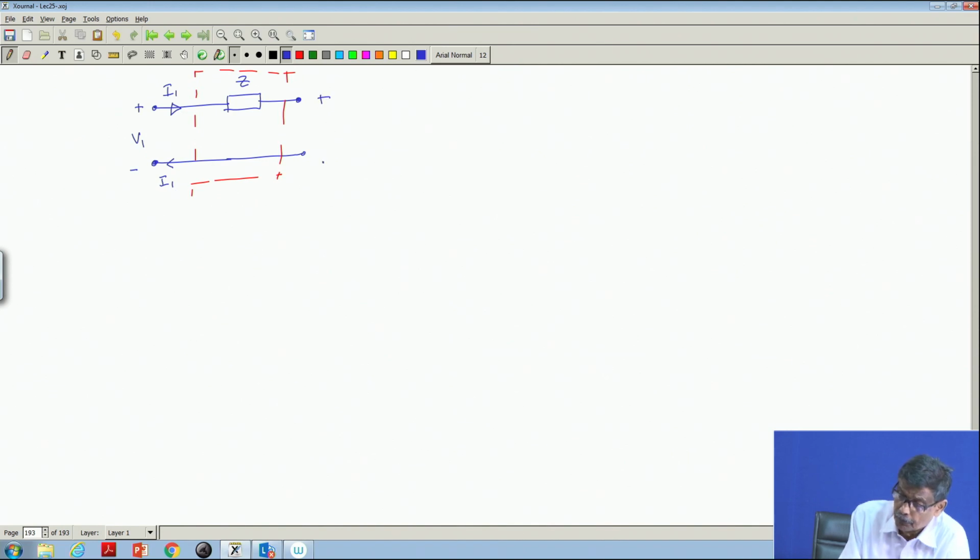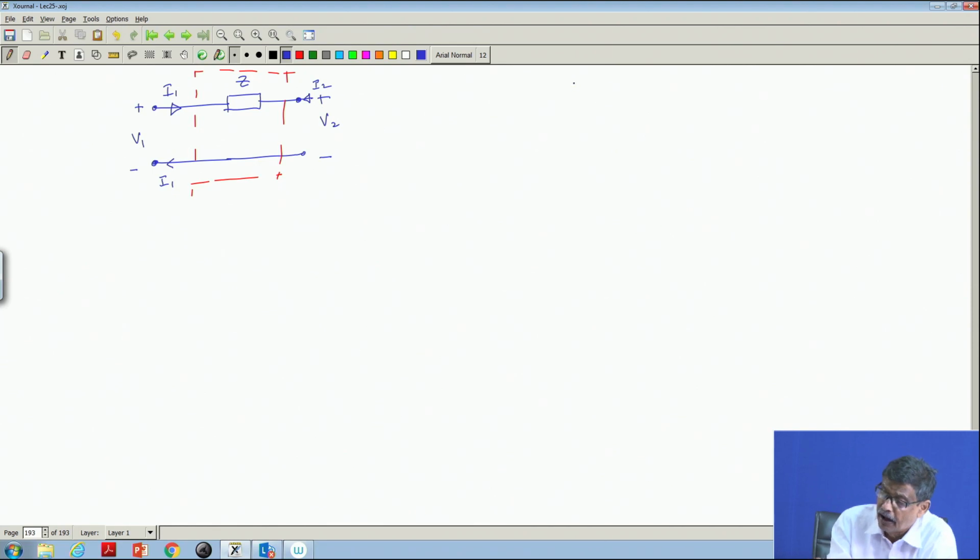Here in the output port, the assumption is this is the polarity of the voltage and current enters I 2 like this. Now, to find out the Z parameters, we know what I have to do. One way of looking at things, I will tell you, so that in simple logic also it can be done.